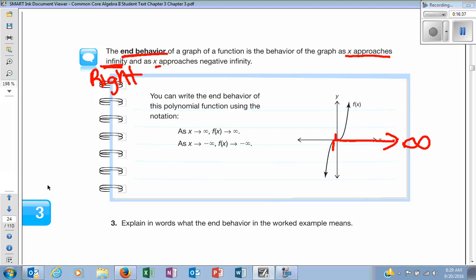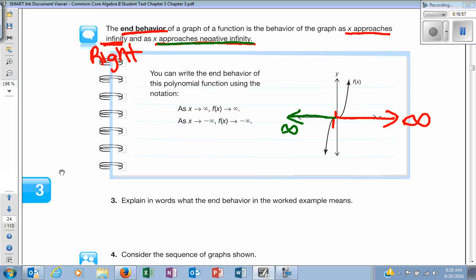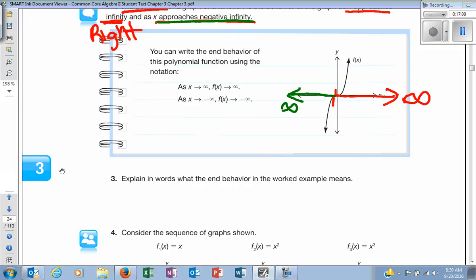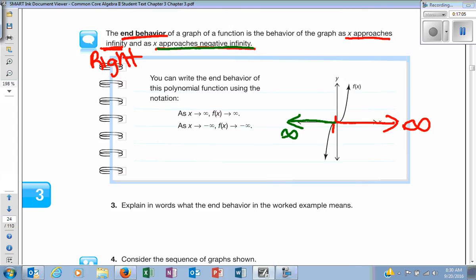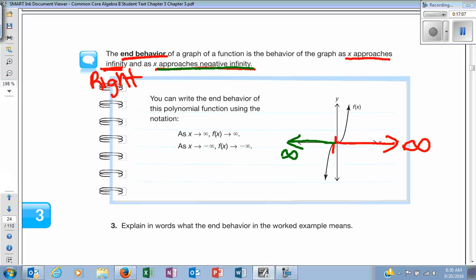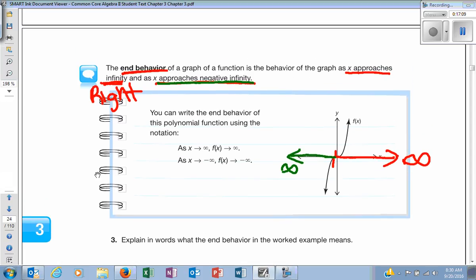Or as x approaches negative infinity, I'm referring to, so let's do it in green here, the left side of the graph. Does that make sense, what we're talking about? As x approaches infinity, or as x approaches negative infinity. Okay, we're going to talk about end behavior.